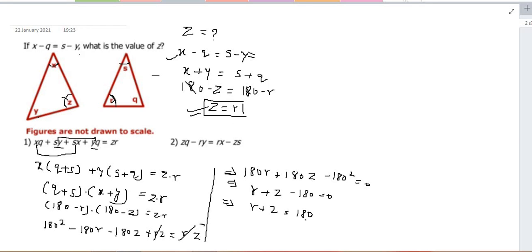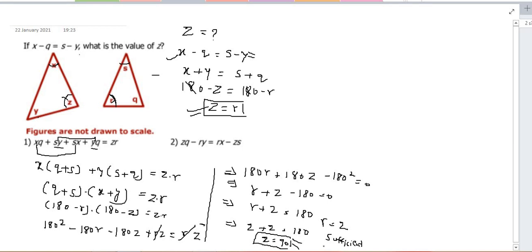Now we have already concluded that r is equal to z, remember? So I can write z in place of r. So I will get z plus z is equal to 180. When you solve, you will get z is equal to 90 degrees. So we had to find the value of angle z, and with the help of the information in the first statement, we could conclude that z is equal to 90 degrees. That means this statement alone is sufficient.